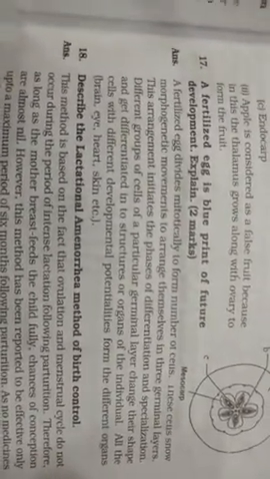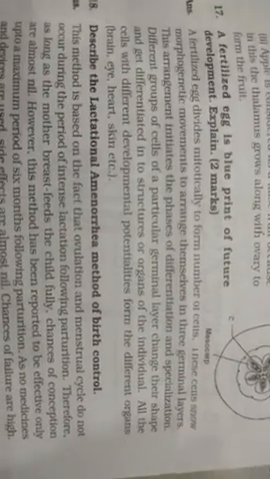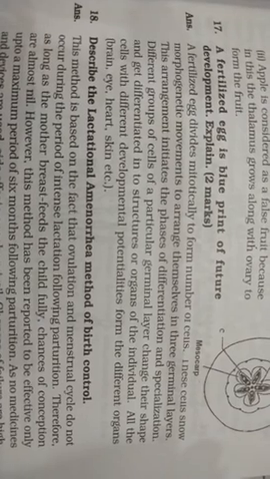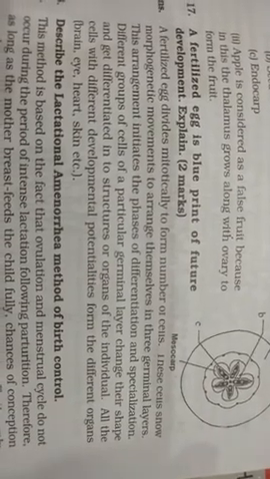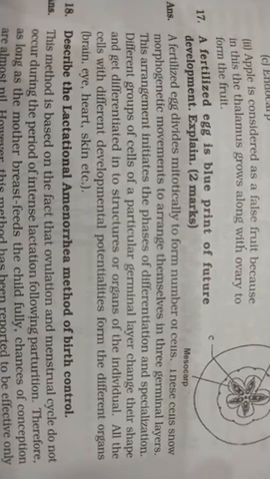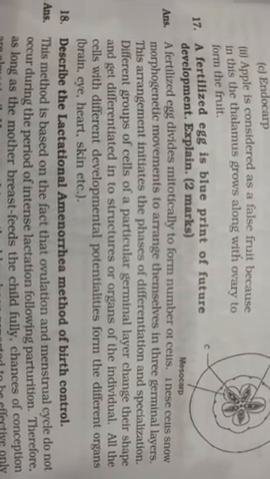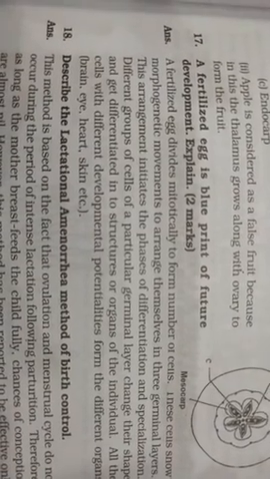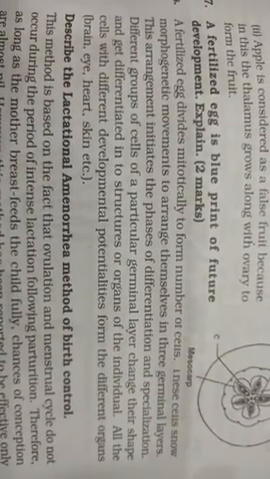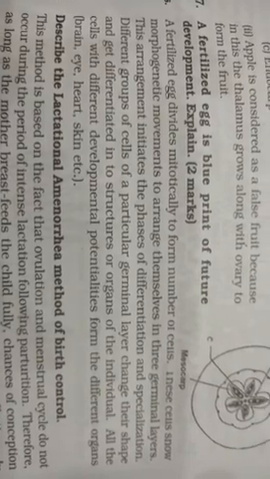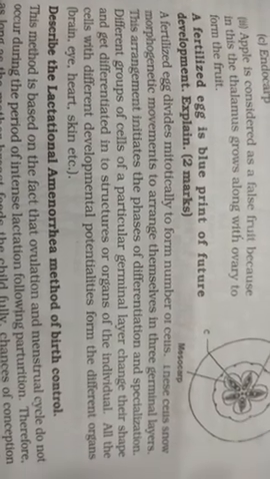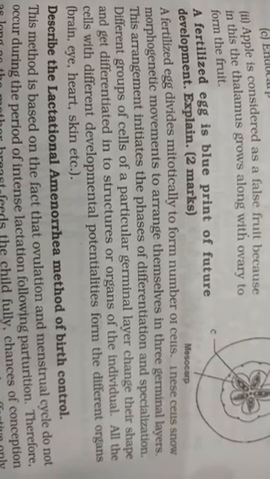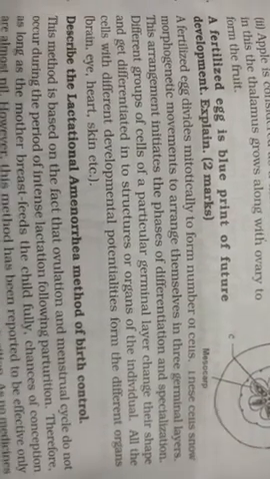A fertilized egg is the blueprint of future development. Explain. A fertilized egg divides mitotically to form a number of cells, and these cells show morphogenetic movements to arrange themselves in 3 germinal layers. And what are the 3 germinal layers? Ectoderm, endoderm and mesoderm. And this arrangement initiates the phases of differentiation and specialization. Different groups of cells of a particular germinal layer change their shape and get differentiated into structures or organs of the individual. All the cells with different developmental potentialities form the different organs, that is brain, eye, heart, skin, etc.